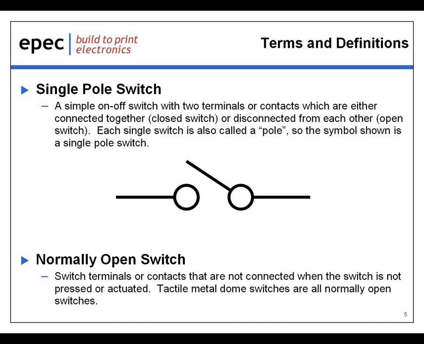All tactile metal dome switches manufactured by Suncoast Digital Technology are normally open switches. In other words, the switch terminals are not connected until the switch is pressed, or you press it with your finger. Other commonly found switches, such as toggle switches, have stable states of either on or off, and when you remove your finger, the switch state stays the same. With a normally open switch, you remove your finger and the switch opens.